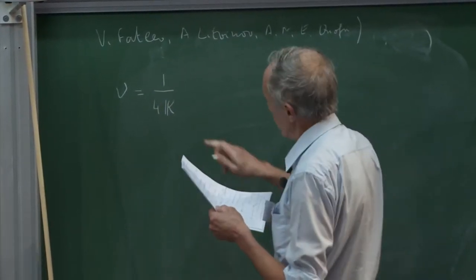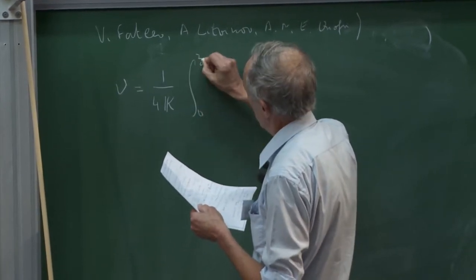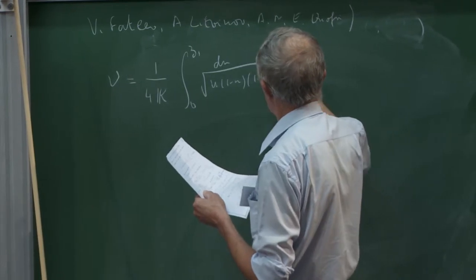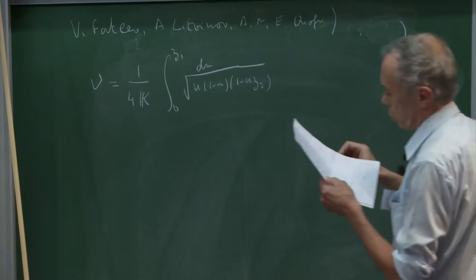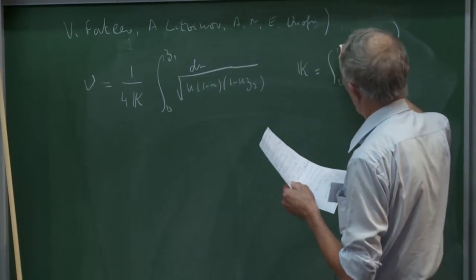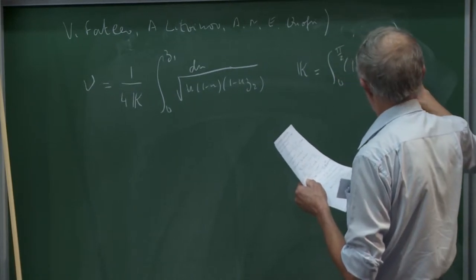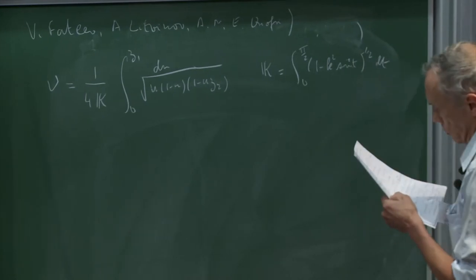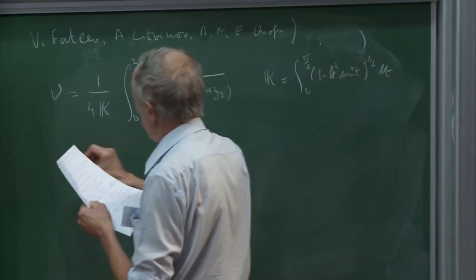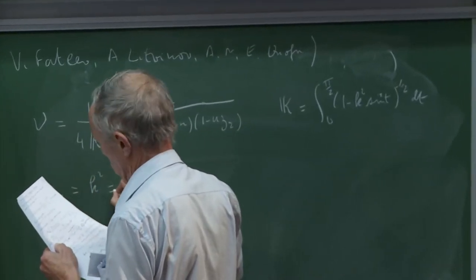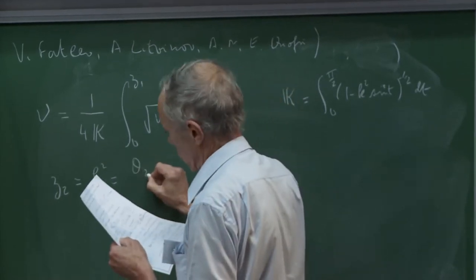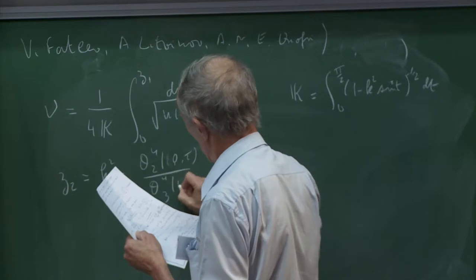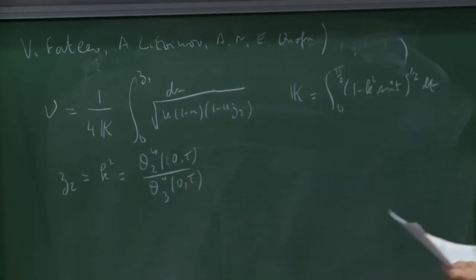So define nu, K is the complete elliptic integral. I'm going to say in a minute what it is, du over root u(1 minus u)(1 minus u z2). Complete elliptic integral here, where K is the integral from 0 to pi over 2 of (1 minus k squared sine squared t) to the minus a half dt. And z2, which is k squared, this is the elliptic modulus k, theta 2 of 0 and tau over theta 3 of 0 and tau, to the fourth. That's where the theta functions come in. So you make this strange change of variables.